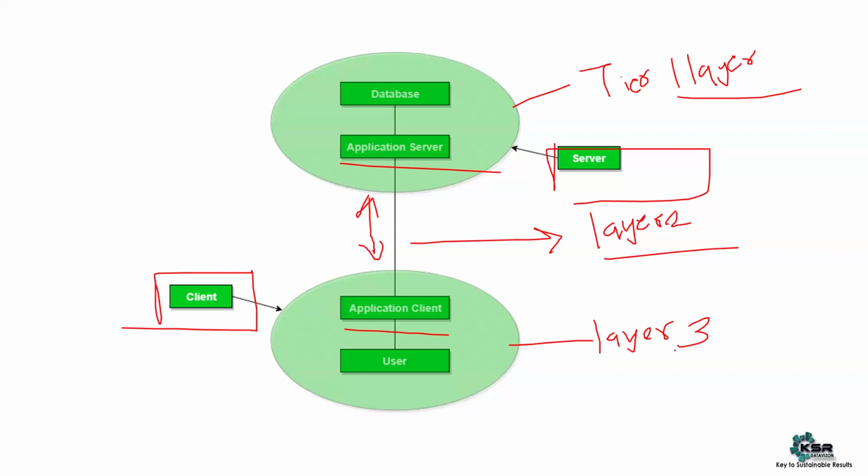Layer 1 is your server. Layer 3 is your client. If you're trying to make a communication, that communication is called layer 2. There is some information, some communication between client and server. That client and server architecture is called three-tier architecture.